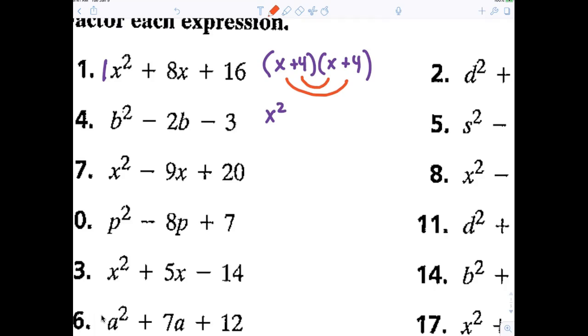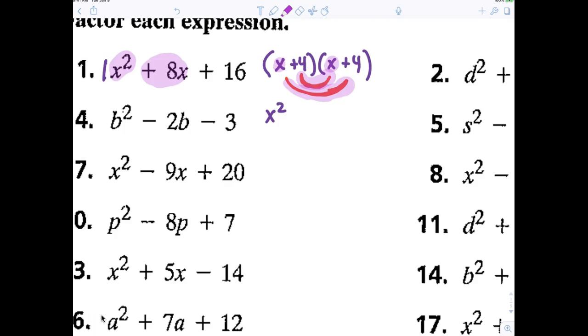Now when you do your smiley faces, how much is this right here? 4x. How much is this? So that makes what? 8x. And then 4 times 4 is what? 16. So here's the procedure. x times x is x squared. 4x and 4x makes 8x. And then 4 times 4 makes what? 16. So that's how you multiply in your head. You all should be able to do that now.